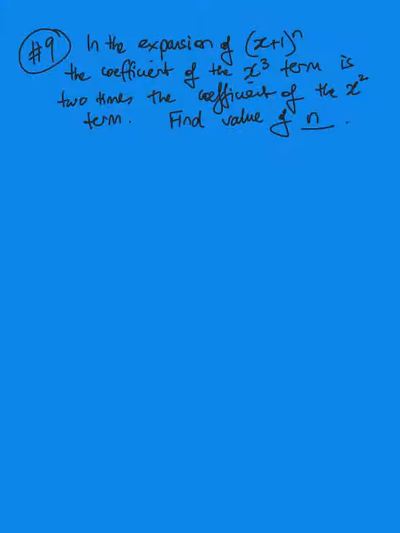In this question, we're told that the coefficient of the x cubed term in this expression is twice the coefficient of the x squared term in this expression. But we don't know what row they are, so we'll just have to work with what we have. So we don't know what row it is, but we know that n choose 3 is 2 times as big as n choose 2.